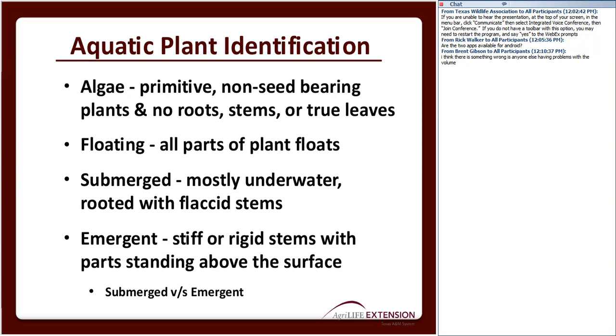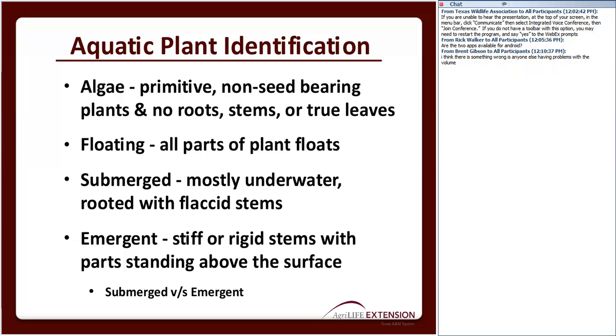As we kind of just alluded to here, the next category is emergent, and this category has stiff or rigid stems with parts standing above the surface. That last distinction, parts standing above the surface, you kind of have to take with a grain of salt. Because what do our water levels in our ponds do in Texas during the year? They fluctuate quite a bit, right? During the summer, we have a lot of evaporation. The pond might drop a couple of feet. During the spring, we might have extremely heavy rains.